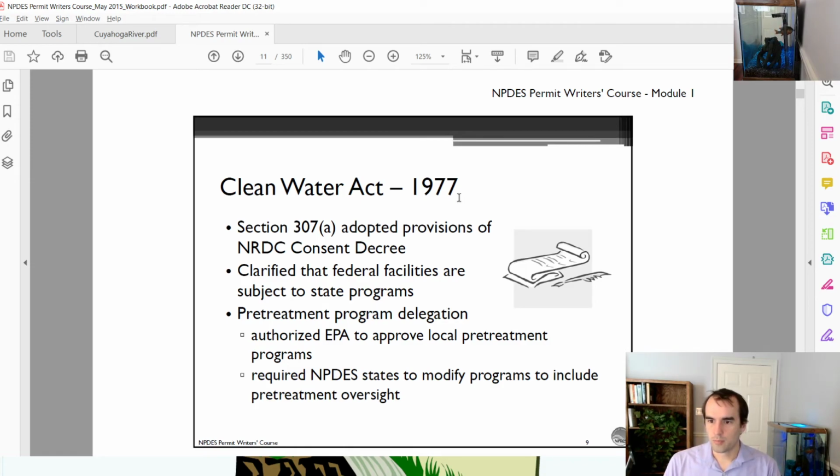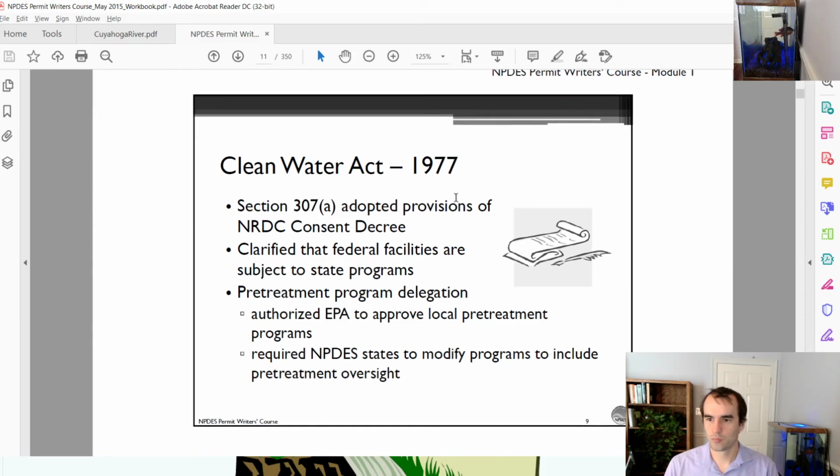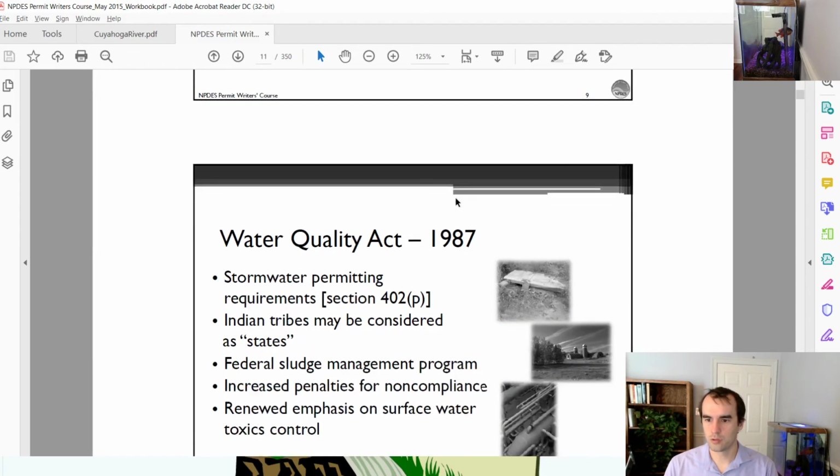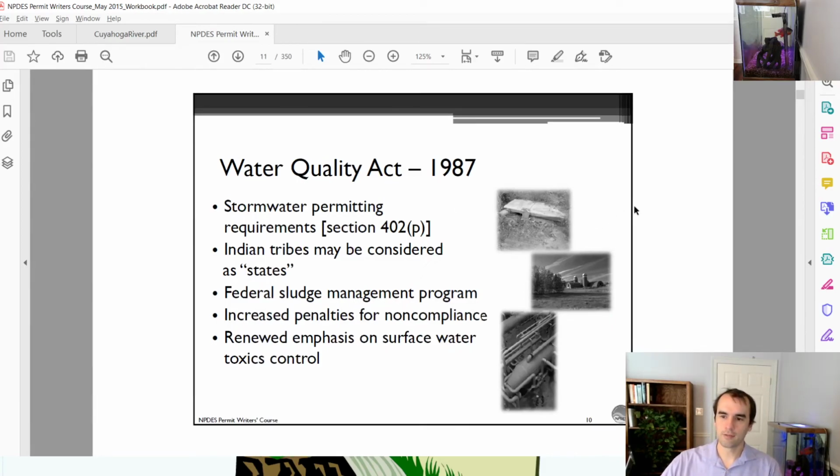Okay, more things and stuff here. Not too noteworthy. 1987, the stormwater stuff came in, and we also at that time allowed Indian tribes or Native American tribes to be considered as states in terms of the jurisdiction. To my knowledge, none of them have accepted that at this point.